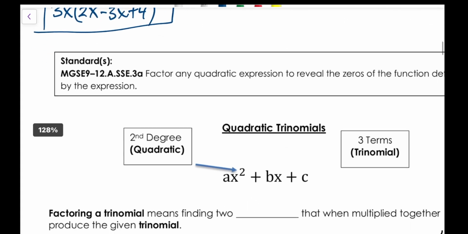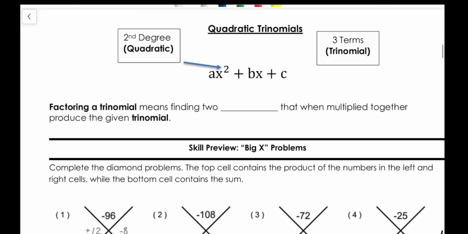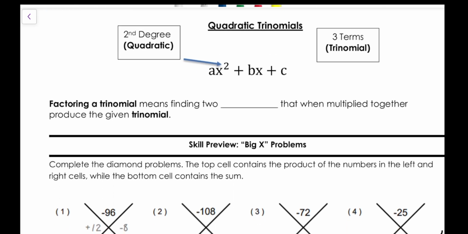So let's move on to talk about these quadratic trinomials. Quadratic because they have the second power. Trinomial because there's 3 terms. So factoring a trinomial means finding the two binomials that when multiplied together produce the given trinomial.